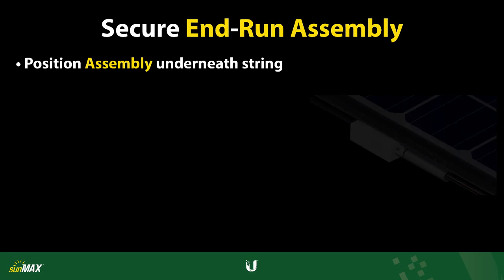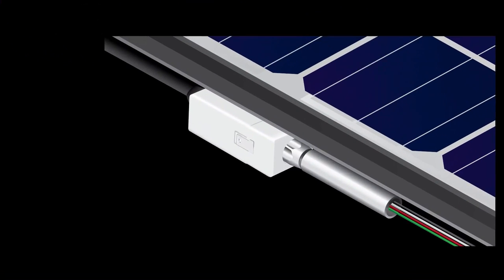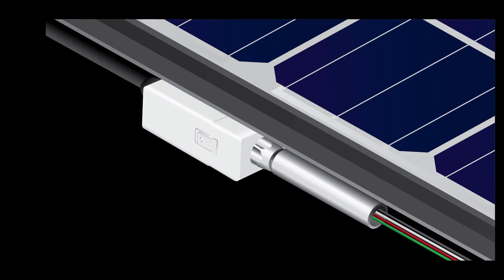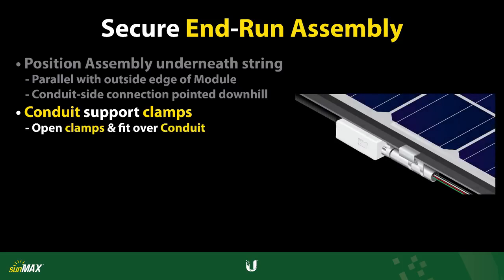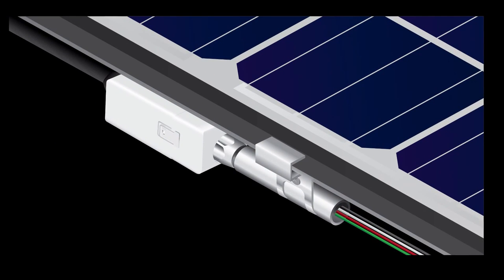Now position the end run assembly underneath and parallel with the outside edge of the AC module, preferably with the conduit side connection facing downhill. Spread the conduit support clamps open and fit them over the conduit with the non-threaded screw hole facing out. Then, pre-install the screw into the clamp until the screw thread is visible and protruding from the opposite side.